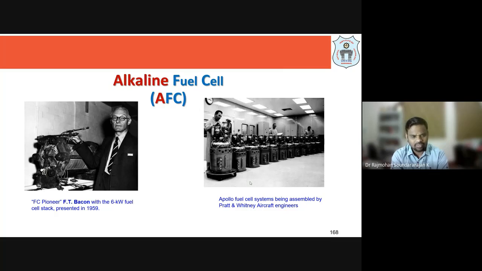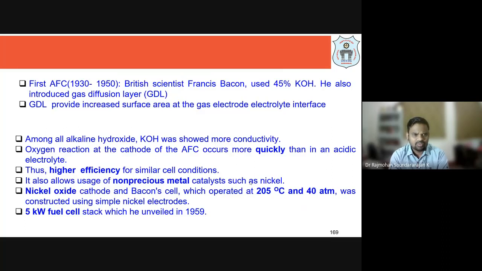We have seen fuel cell pioneer F.T. Bacon, who generated the first fuel cell, the alkaline fuel cell. So you can see him posing with this fuel cell generator, which is a 6 kilowatt fuel cell stack, which was prepared in 1959. And even the Apollo fuel cell systems, where you can see the n number of fuel cells arranged as a stack, which was used in Pratt and Whitney aircraft engines. So this is the first alkaline fuel cell, which was prepared by British scientist Francis Bacon.